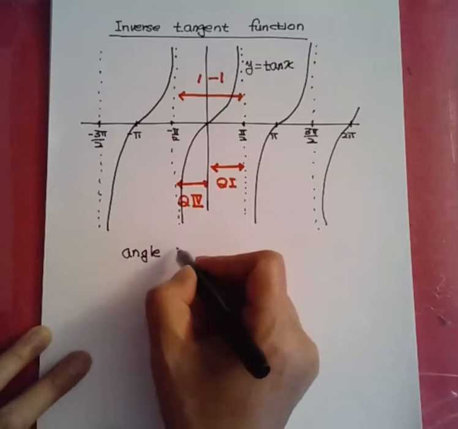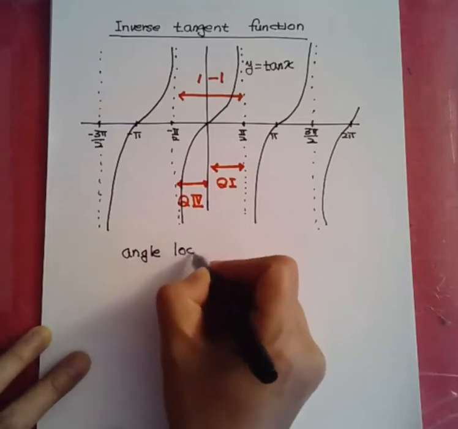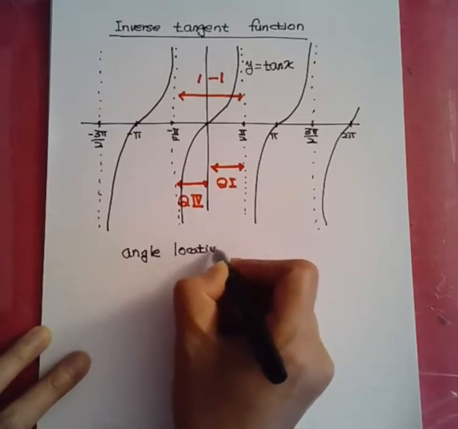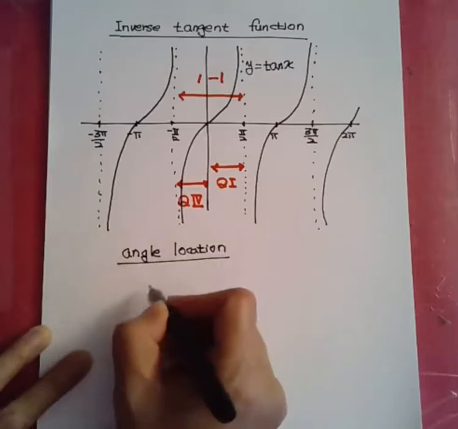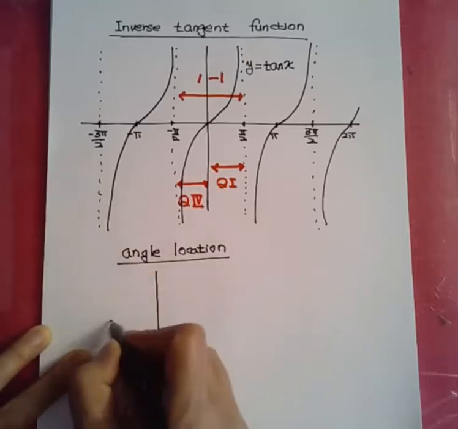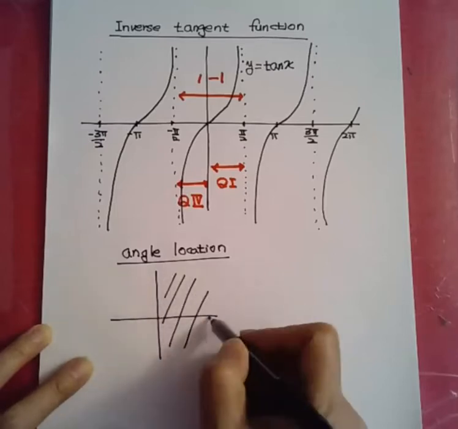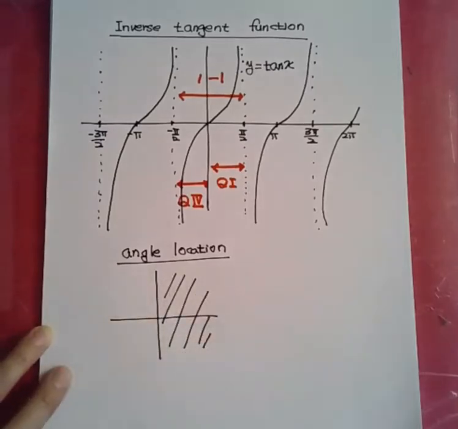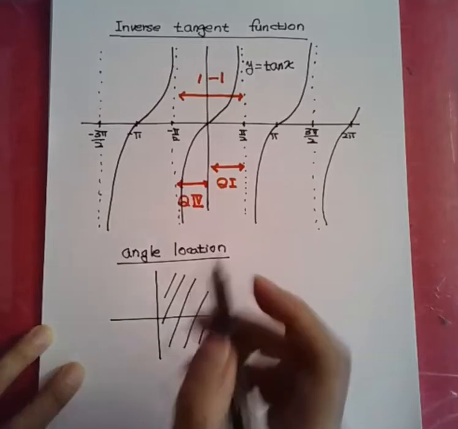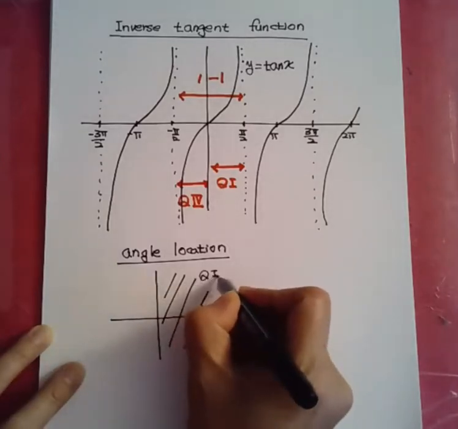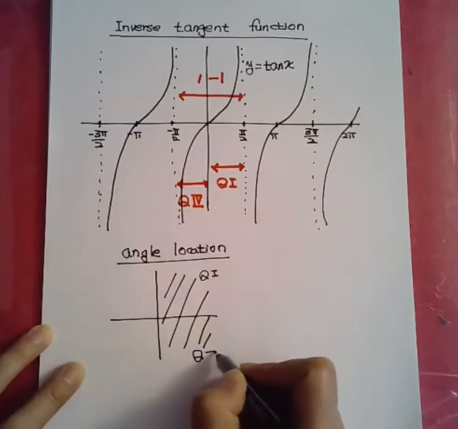If we visualize the angle location in the quadrant, then that'll be here, either in the first quadrant or the fourth quadrant. This is quadrant 1 and this is quadrant 4.